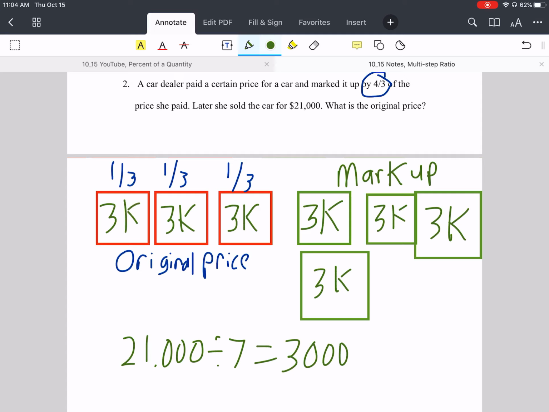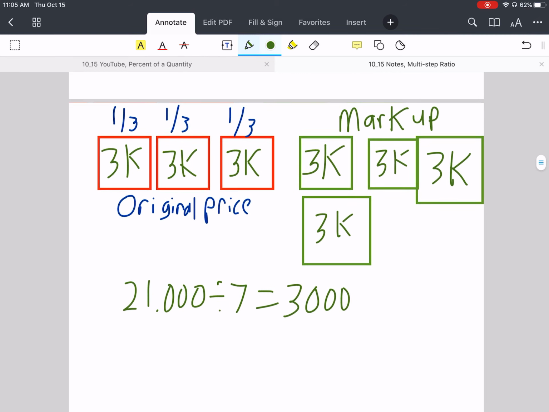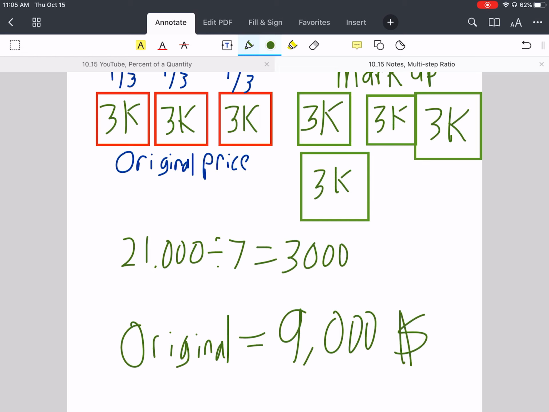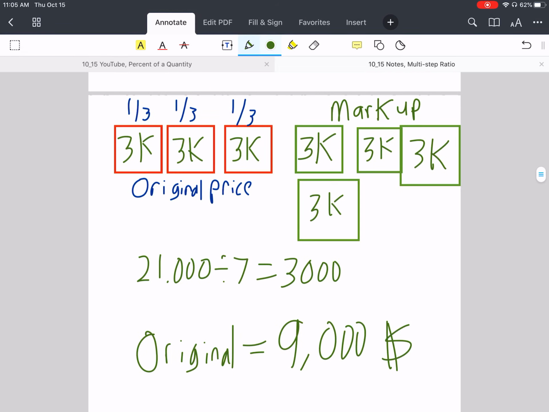And we can see that they are asking, what is the original price? Well, the original price is those 3 boxes that are each worth $3,000 a piece. So if we multiply those 3 boxes by 3,000, our original price will equal $9,000. Which means that it started at $9,000, it was marked up $12,000, and that's where we get the final sale price of $21,000.